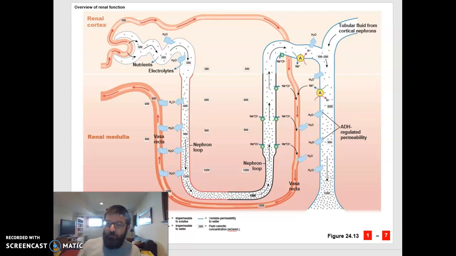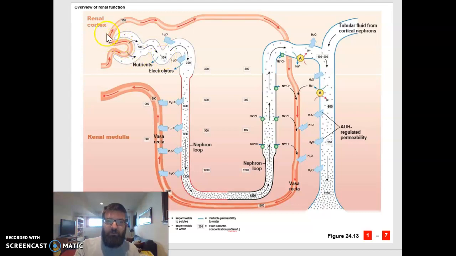Okay, quick review of what goes on during urine production in your nephron. So, afferent arteriole brings blood into your glomerulus. Filtration occurs. Anything small enough to fit through those filtration slits, those fenestrations of the capillaries, gets captured by the glomerular capsule, moves on into the proximal convoluted tubule.